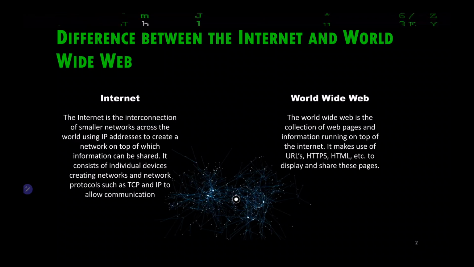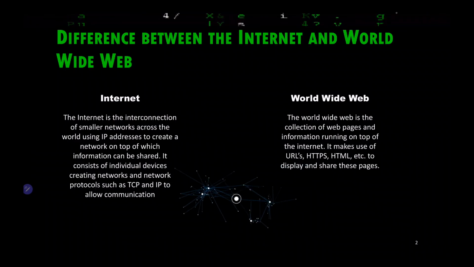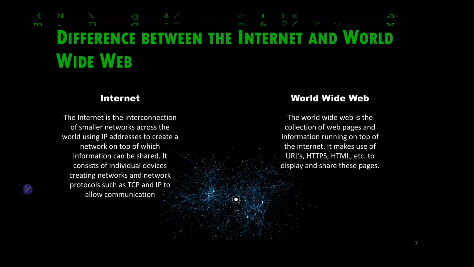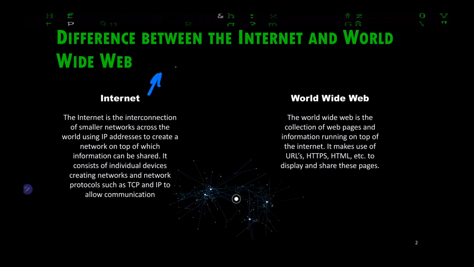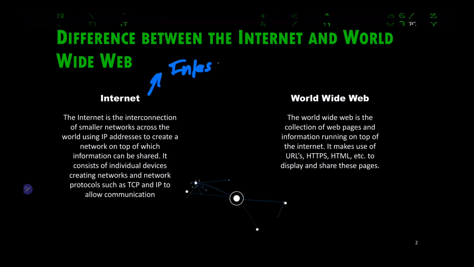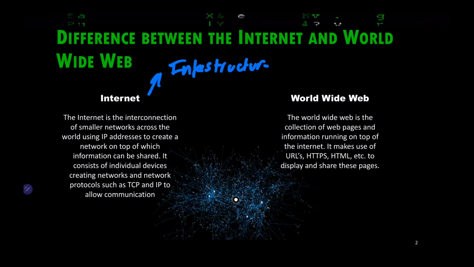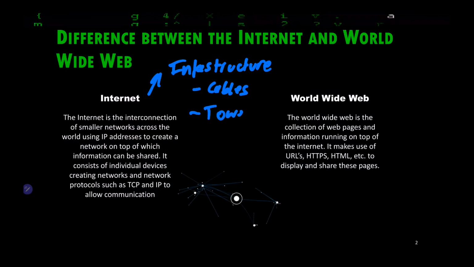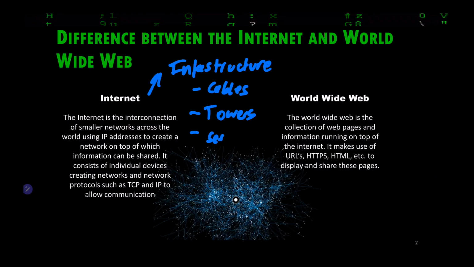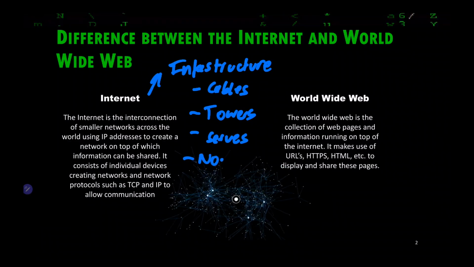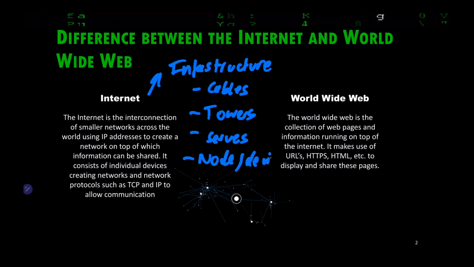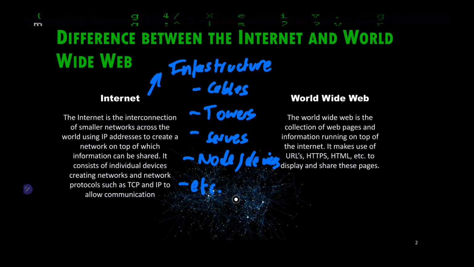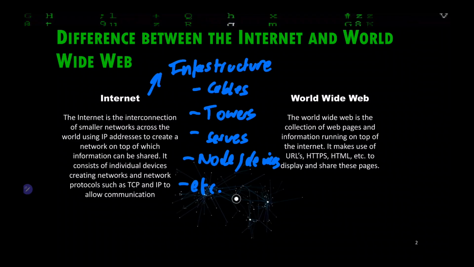So in terms of basic definitions, you just need to know that the Internet itself, a very simplified version of this, is the infrastructure. And by infrastructure, what we mean is the cables, the towers, servers, nodes / devices. So this would be like a user's computer, and so on. Okay, that's a very simplified definition of what the internet would be.